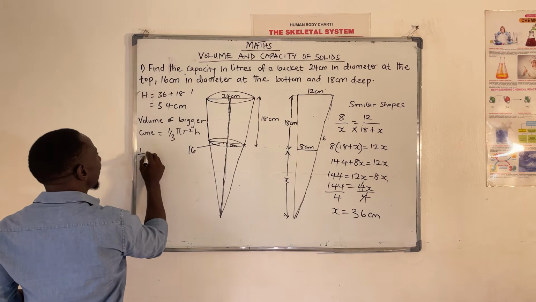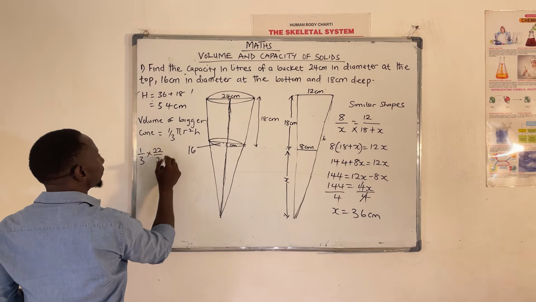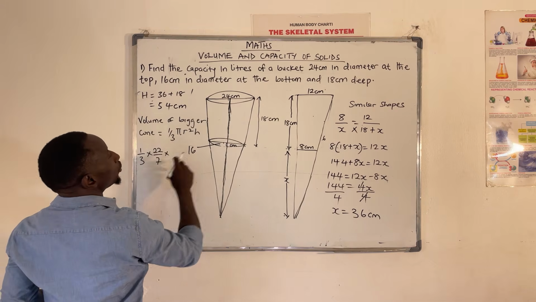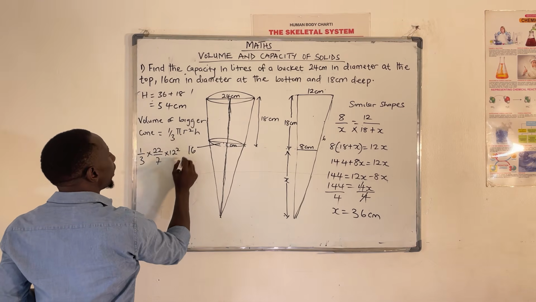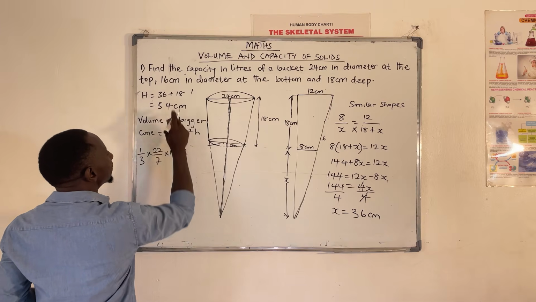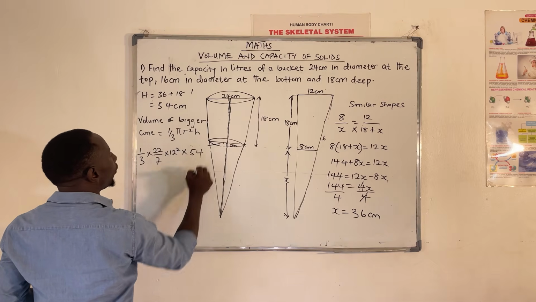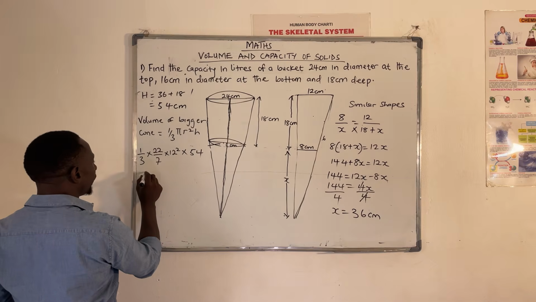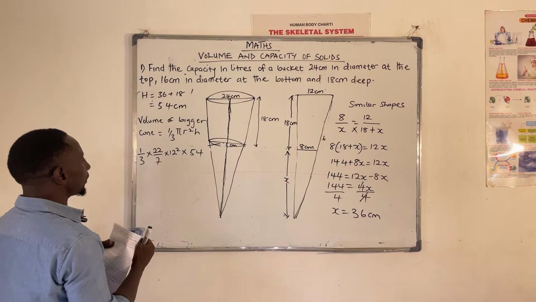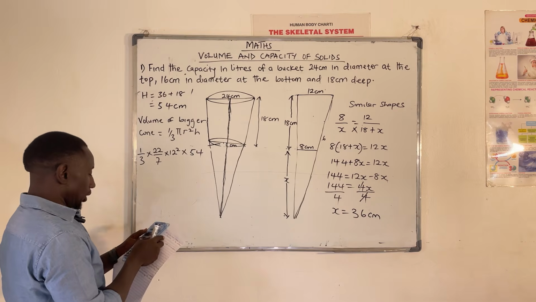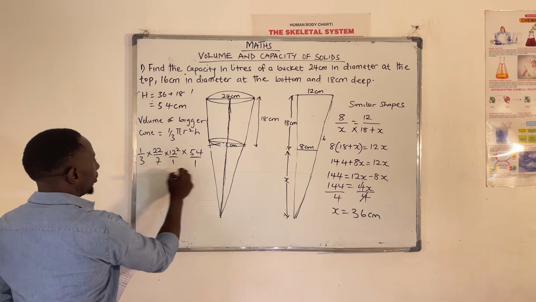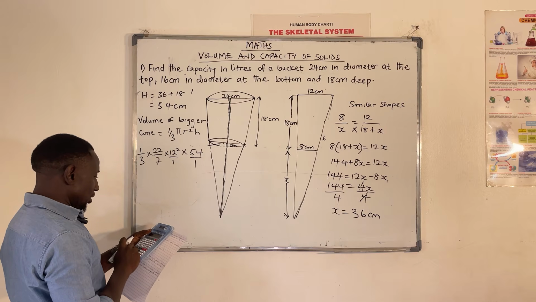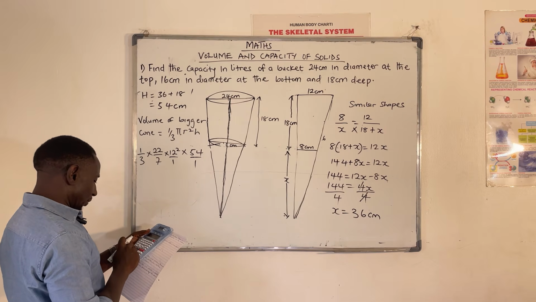Now, 1 over 3 times 22 over 7, since pi is equal to 22 over 7, times our r for the bigger cone is 12. That is 12 square. Now, times the height. The height of the bigger cone is 54. Now, if you multiply, altogether, what do we have? Let me see. We have multiply this by this by this. If you square this, you have 144. 144 times 22 times 54.